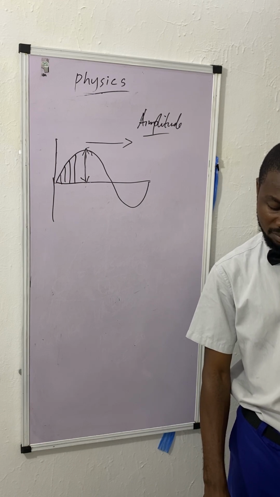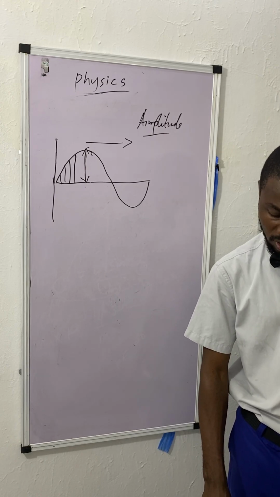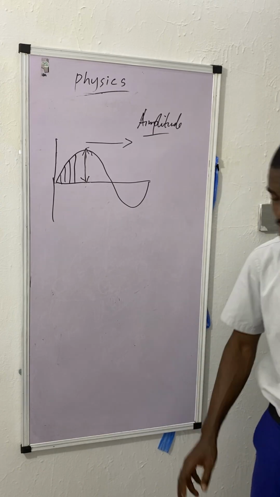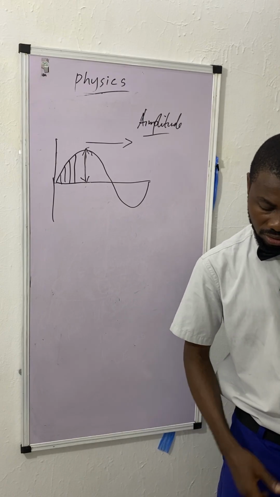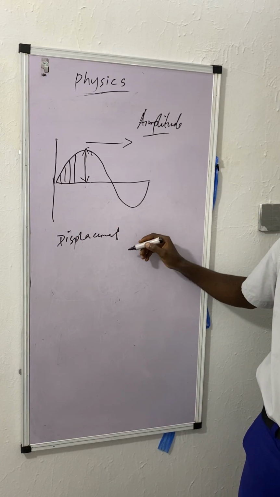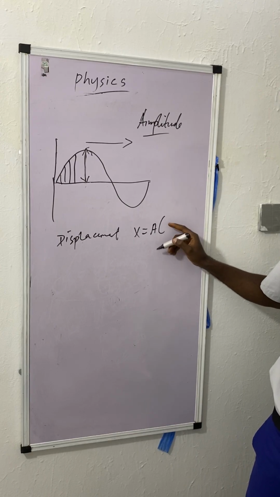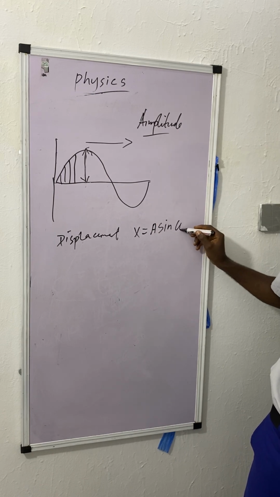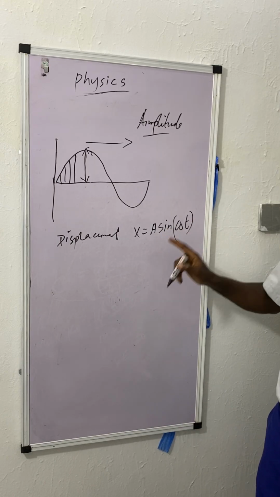So we have some equations under simple harmonic motion, how to find velocity, how to find displacement, and so on and so forth. If you want to learn those formulas, just look at the lesson notes. We have about 3 formulas there for simple harmonic motion. For displacement, x, which is the displacement, is equal to A, which is amplitude, sine angular velocity times time. Angular velocity times time will be in brackets.